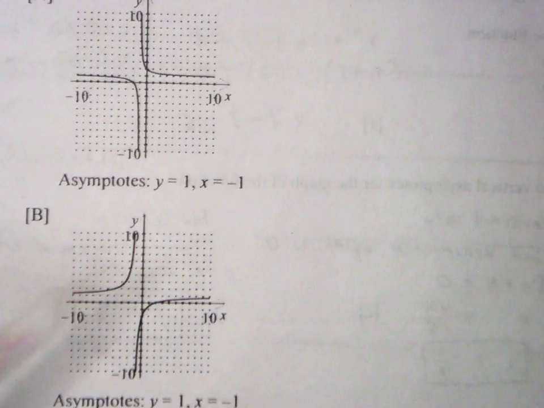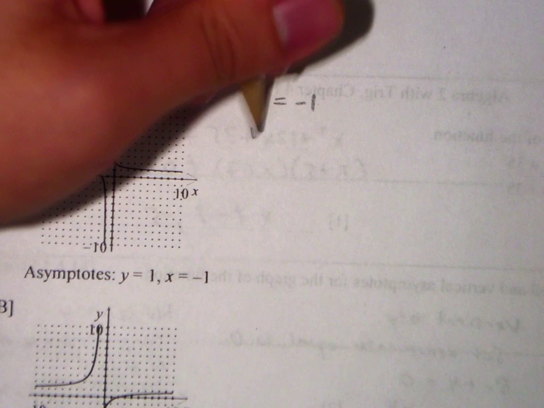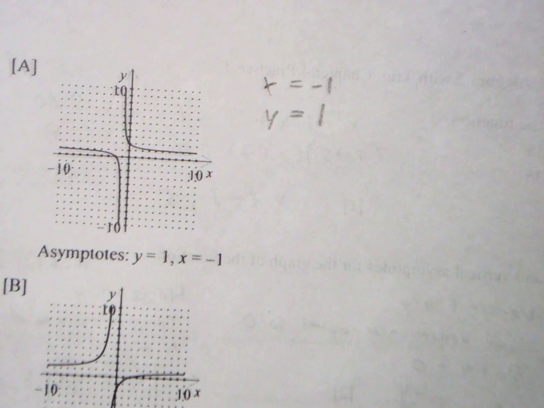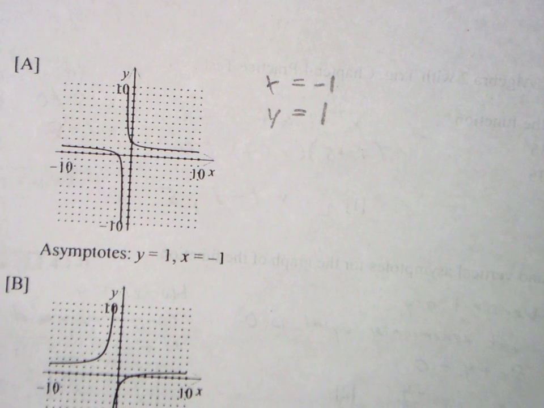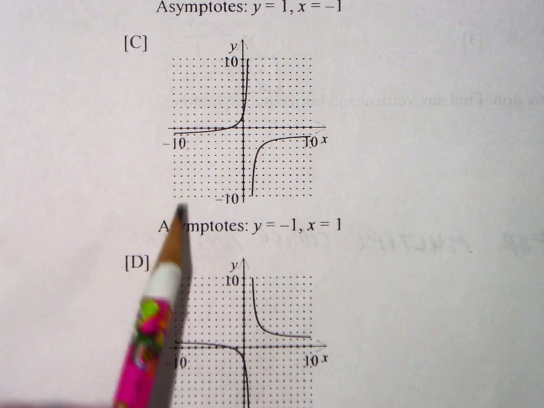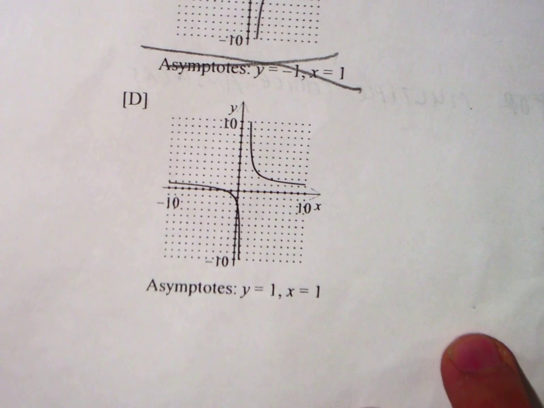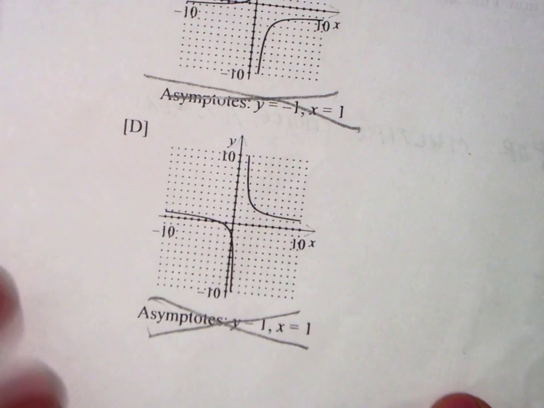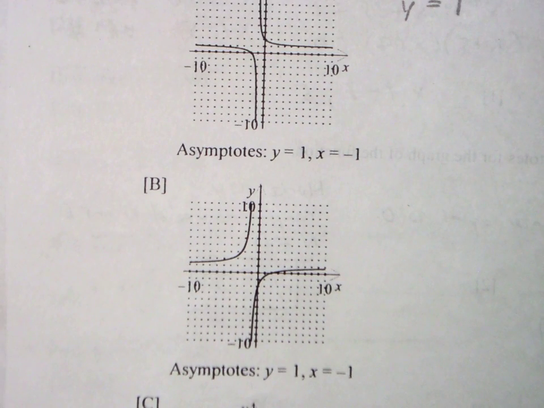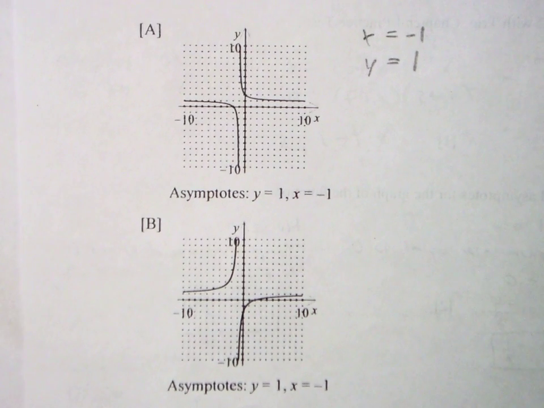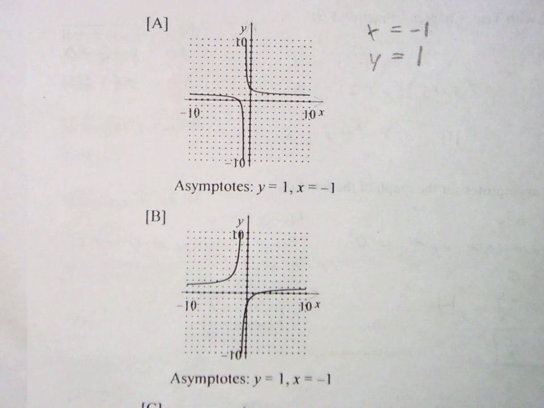Okay, again, I'm looking for x equals negative 1, y equals 1. Okay, just looking at the answer choices, we can see that answer choice C would be incorrect because those are not the correct asymptotes. And answer choice D would be incorrect. Those are the wrong asymptotes. Okay, so we have A and B now. A and B. Now, how do I know which one it is?